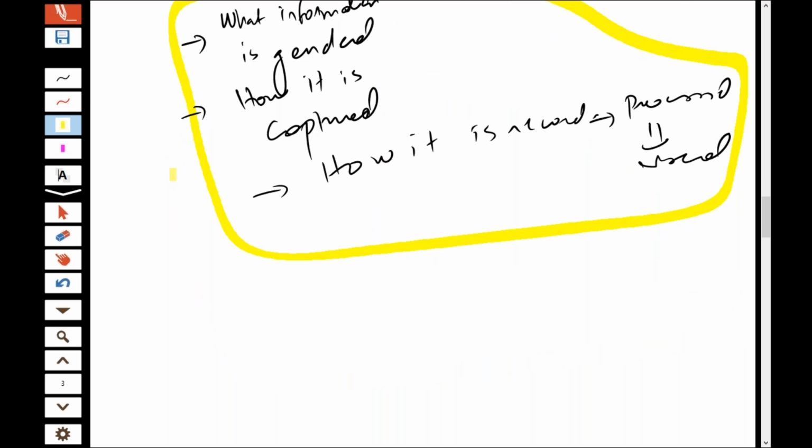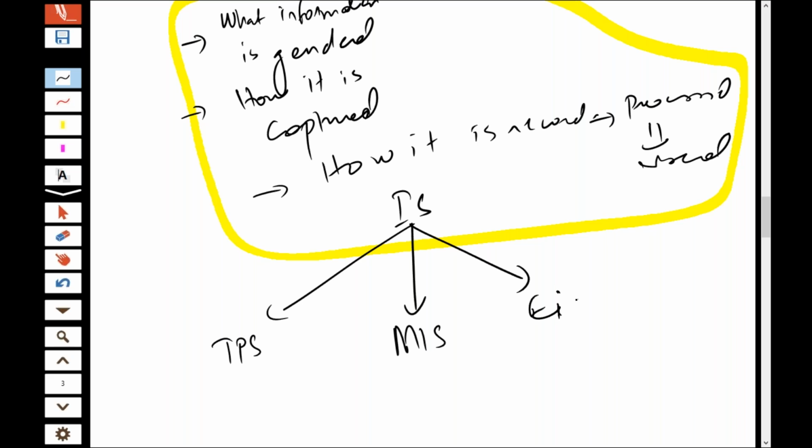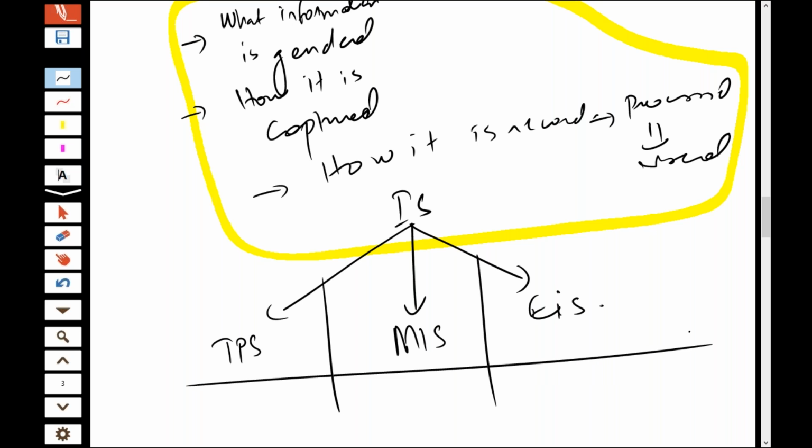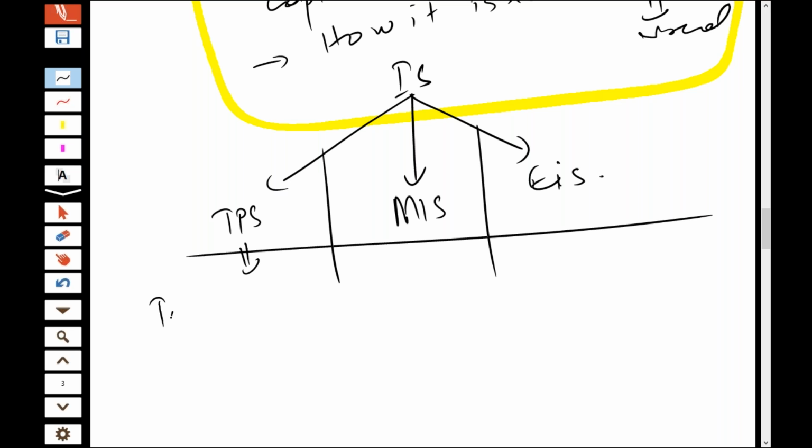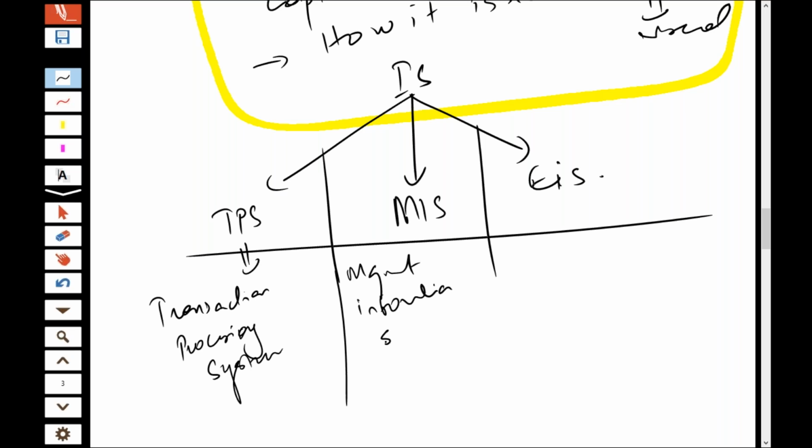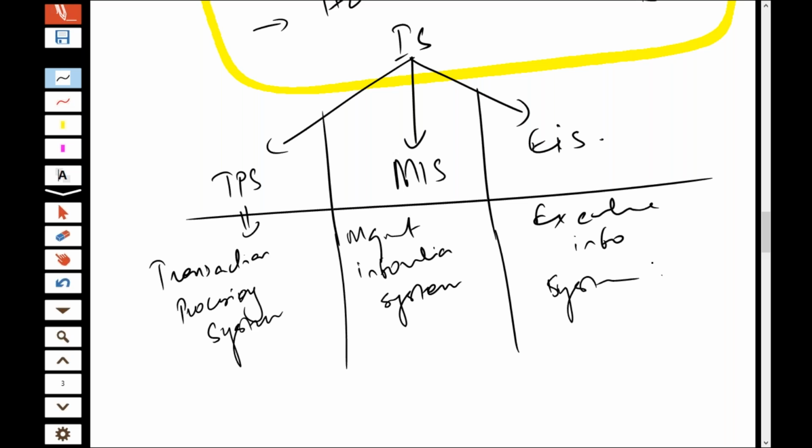Now, information systems could be of different types. They could be a TPS, transaction processing system, the MIS, or the EIS. What exactly do you mean by this? This is basically the transaction processing system. There is the management information system. Then you have the executive information system. Now let's try to have an understanding of all of this.